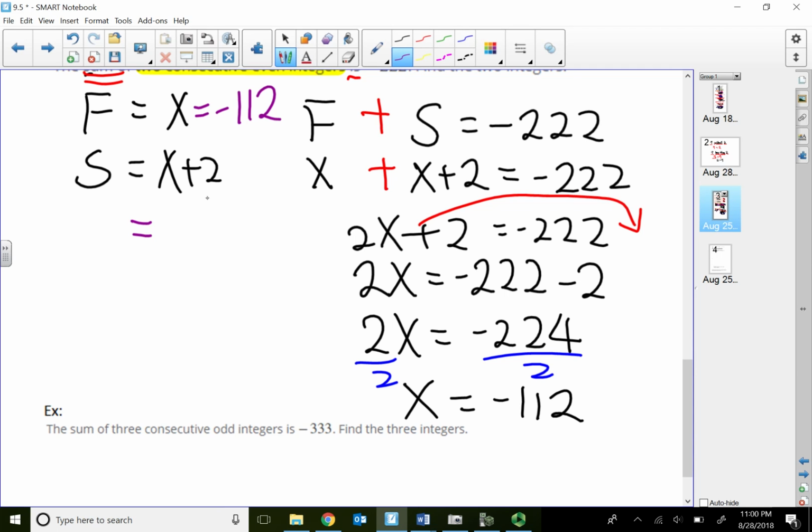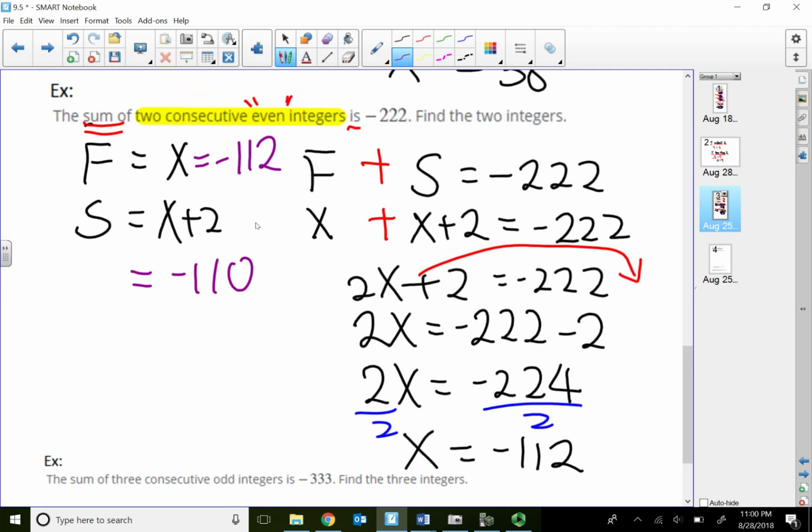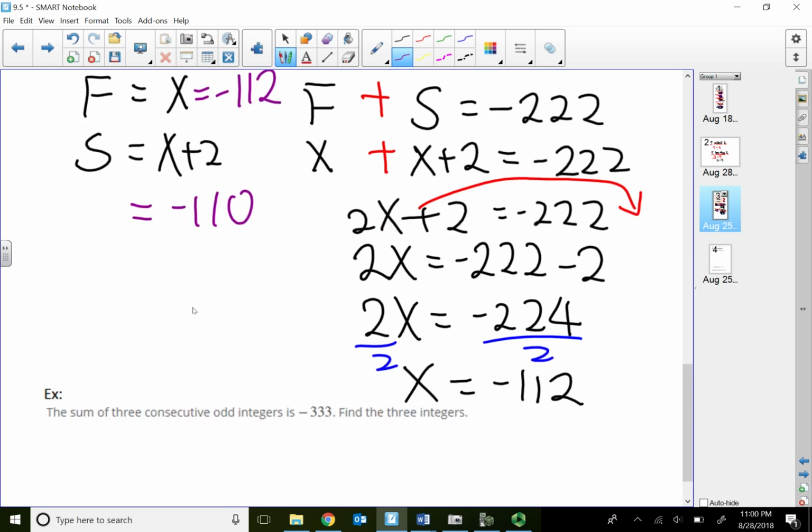So the next bigger integer is not negative 114. Negative 114 is actually smaller. On the number line, numbers that are bigger are always to the right. So the next one would be negative 112 plus 2, which is negative 110. Okay, those are your two consecutive even integers.